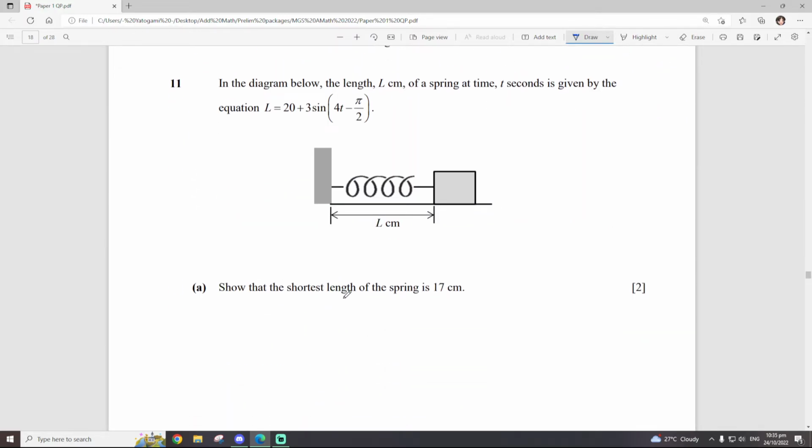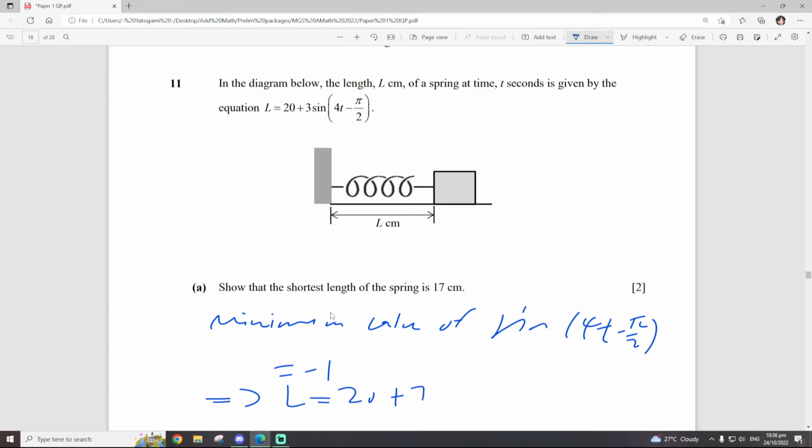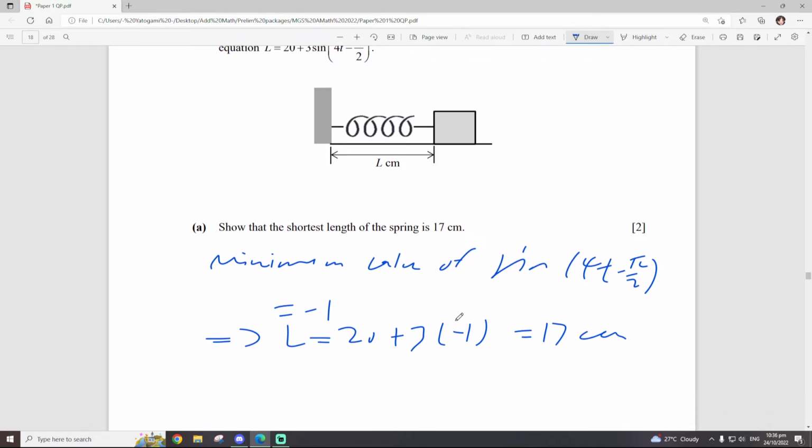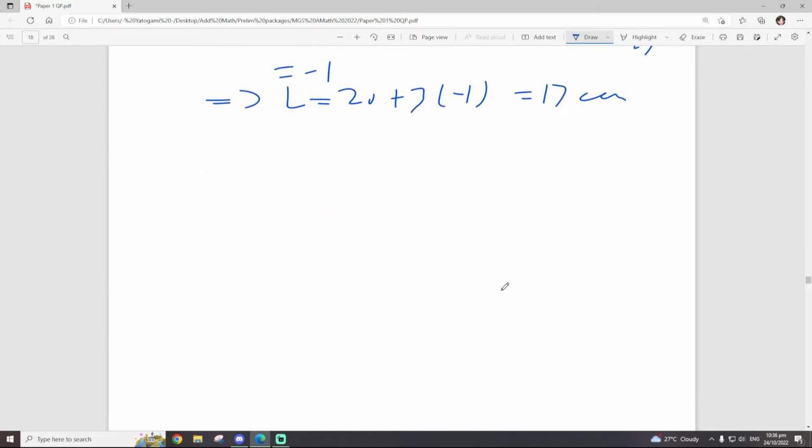In this diagram, okay, a real world context. The length of the spring is given by this equation. The shortest length of the spring, okay, so the minimum value of sine of 4t minus pi over 2 equals negative 1. At this point, L is 20 plus 3 times minus 1 equals 17 cm. Always remember that the maximum and minimum values of the standard sine and cosine are 1 and negative 1.